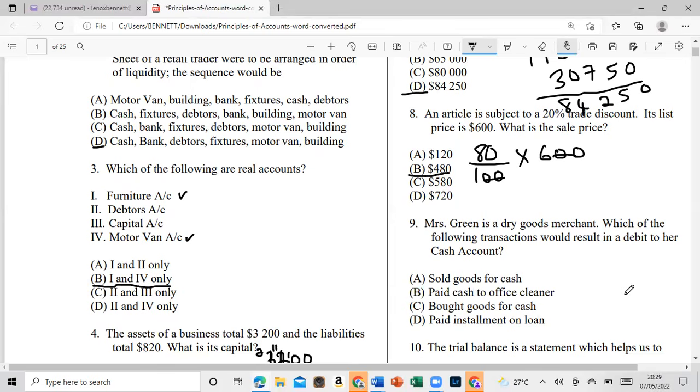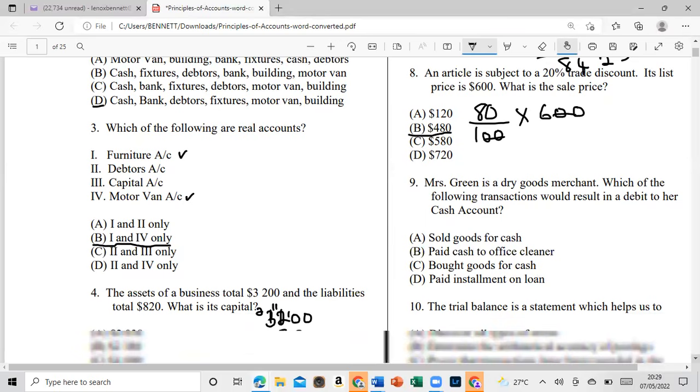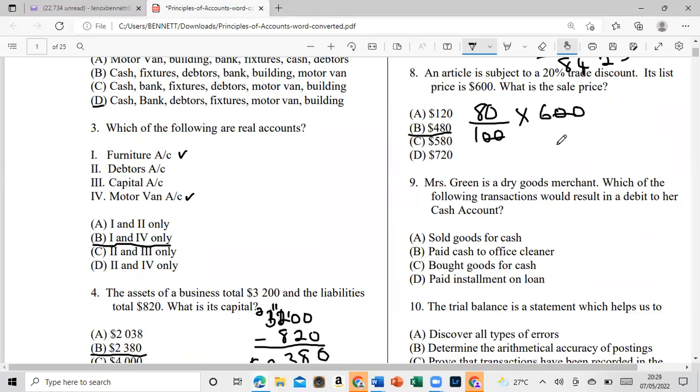So that would give us, all right. Guys, I'm kind of a mathematician, so sometimes it's a little bit quick, but you can multiply 6 times 80, and that gives 480.